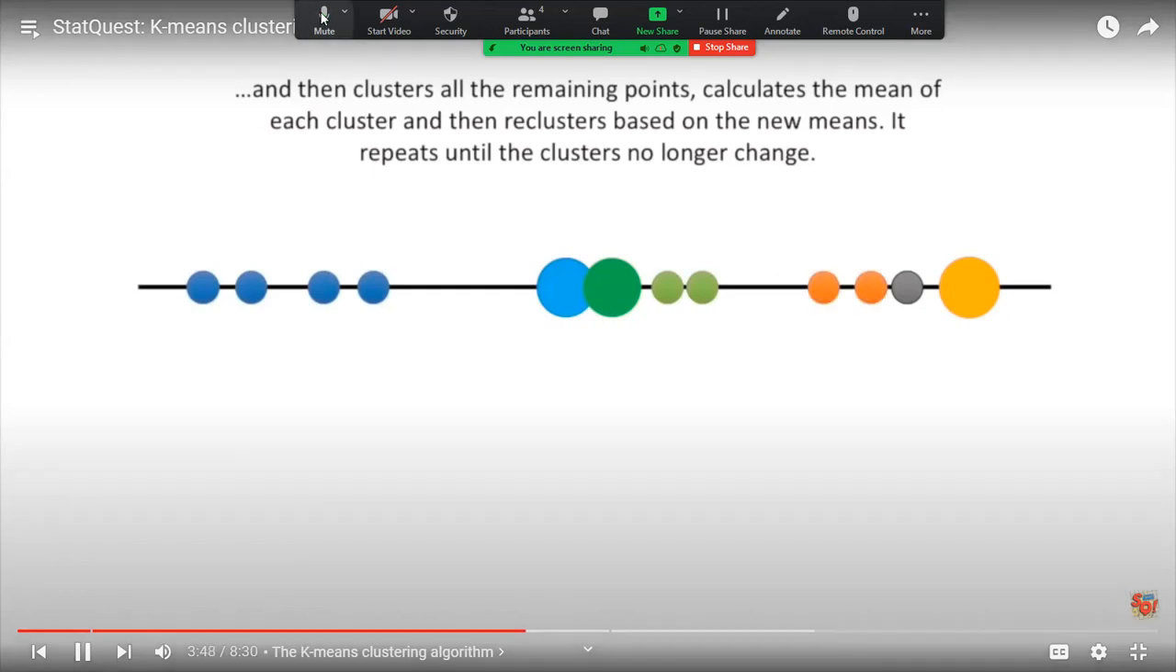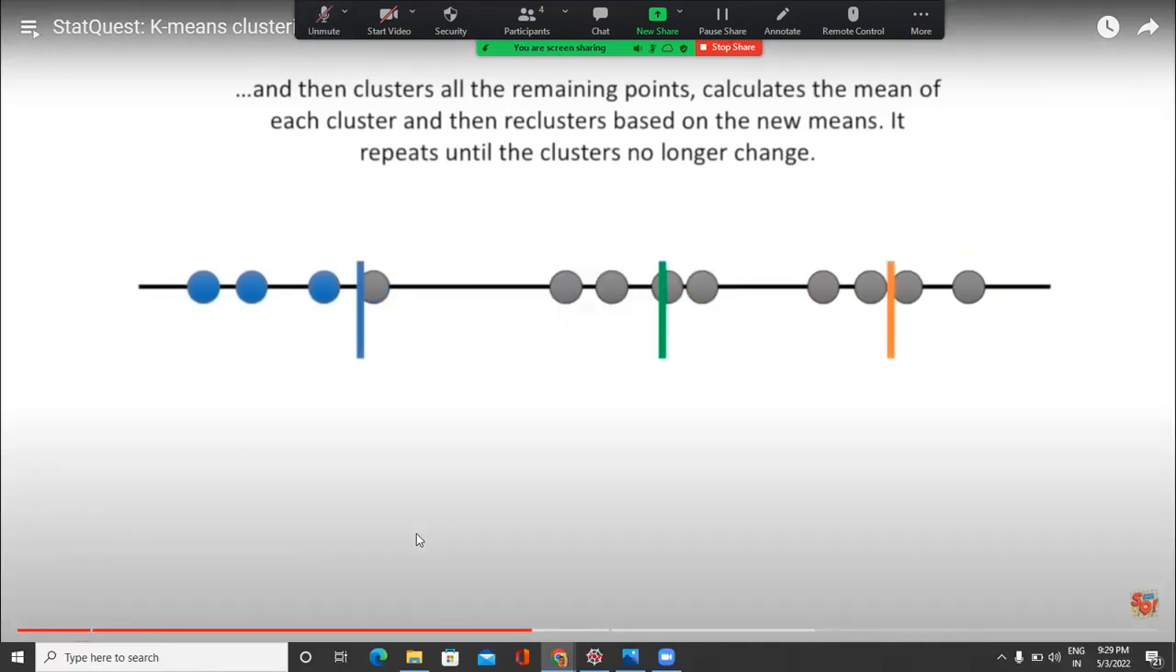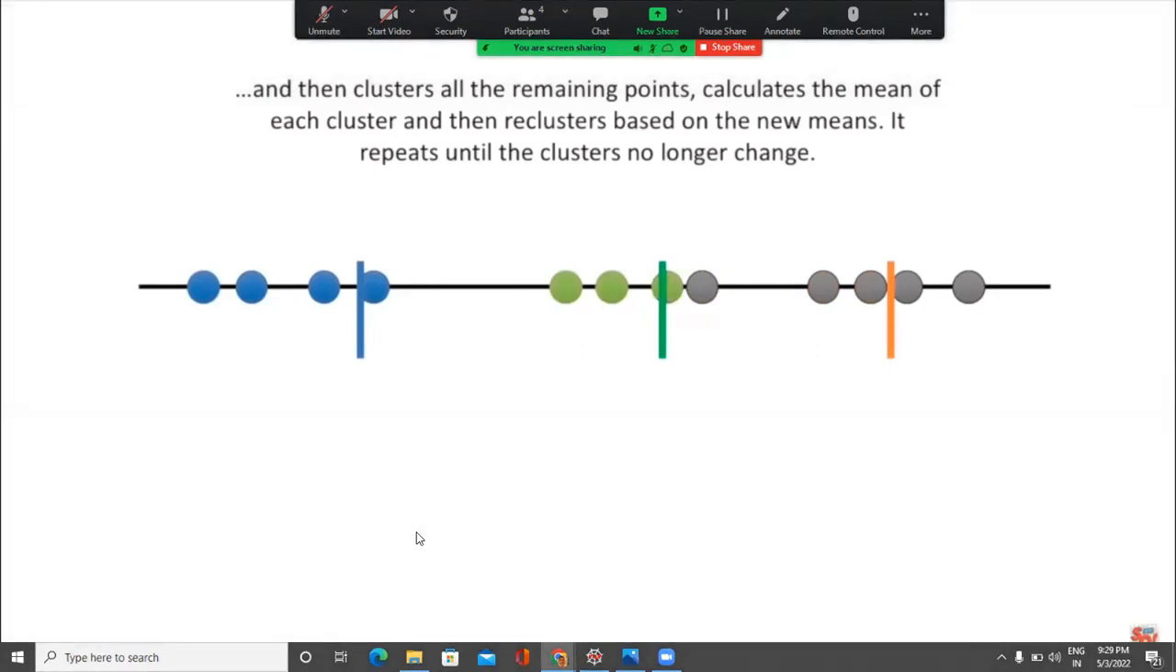Calculates the mean of each cluster and then reclusters based on the new means. It repeats until the clusters no longer change.